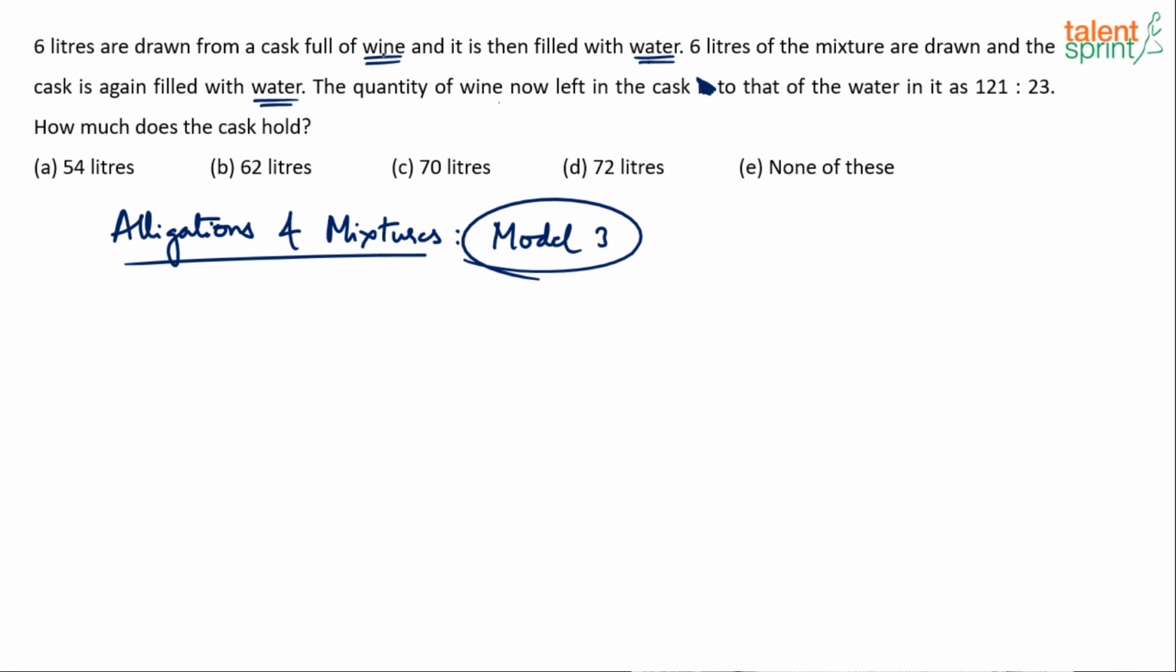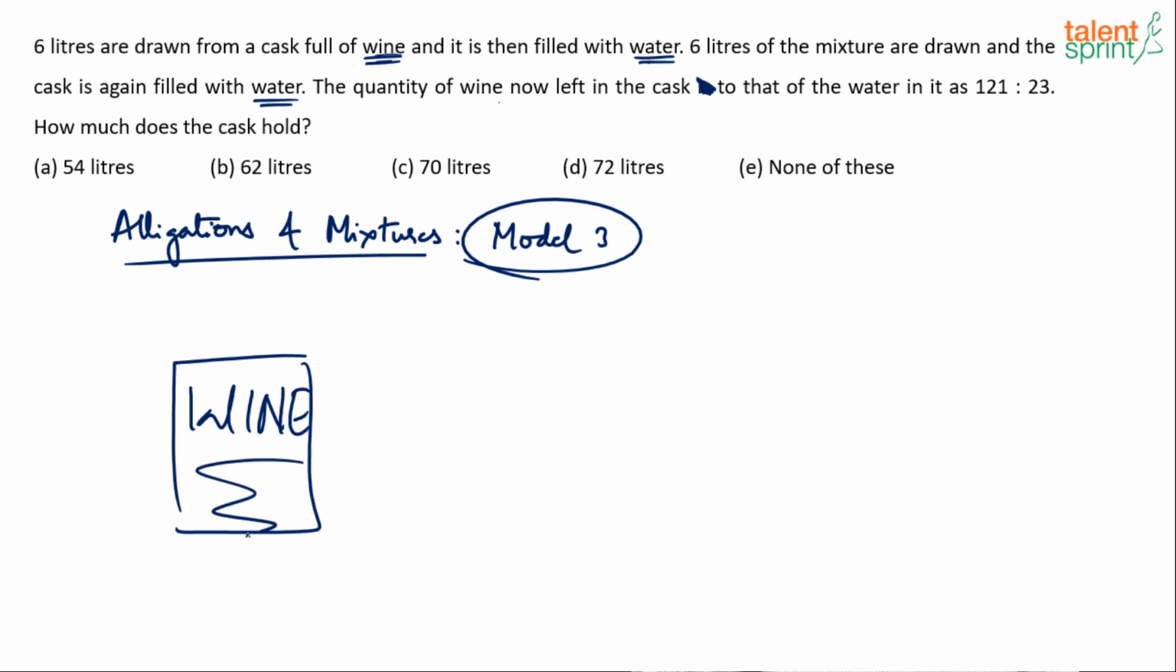So basically there is a container, a big container, and it is full of wine. We remove 6 liters of wine out of it and add the same quantity, 6 liters of water. So the moment you remove 6 liters of wine and add 6 liters of water, it now becomes a mixture. Till now it was pure wine. Now it's a mixture of wine and water.